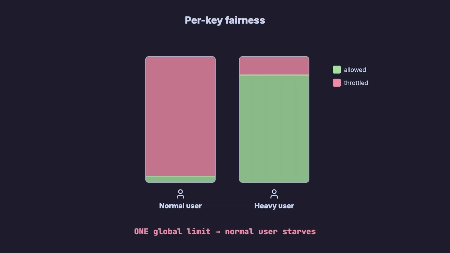A critical design choice is per-key fairness. If you set a global limit of 1000 requests per second, one noisy user can starve all others, so you almost always want per user, per API key, or per IP limits. This ensures that even under attack, each client gets its fair share, and no single user can block the rest.